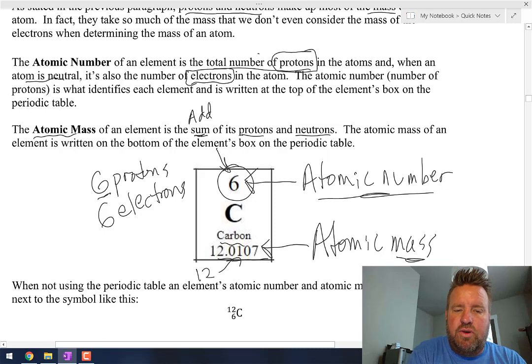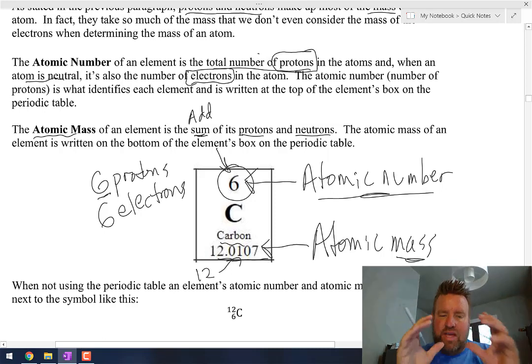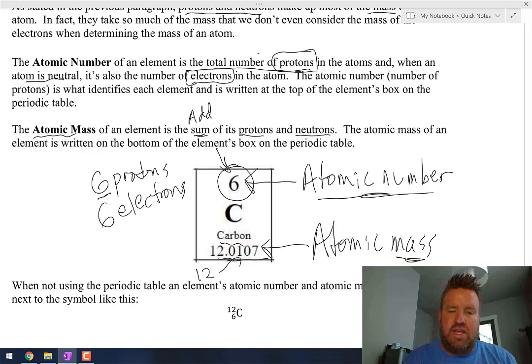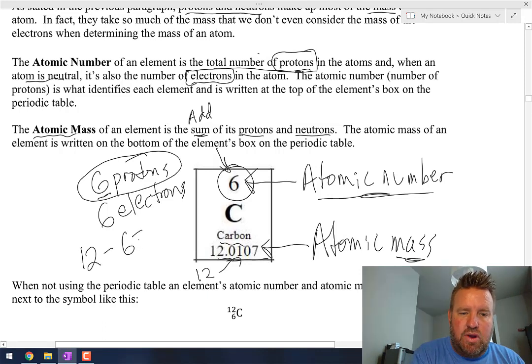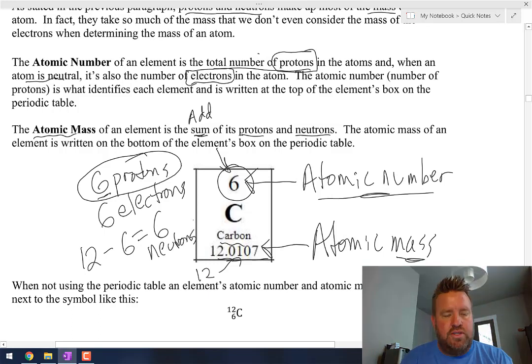The nearest whole number is 12. And that means that number 12 is the number of protons and neutrons put together. So since we already know that there's 6 protons, we can take 12 minus the 6 protons. And what that does is it also tells us that in this case, there's also 6 neutrons.